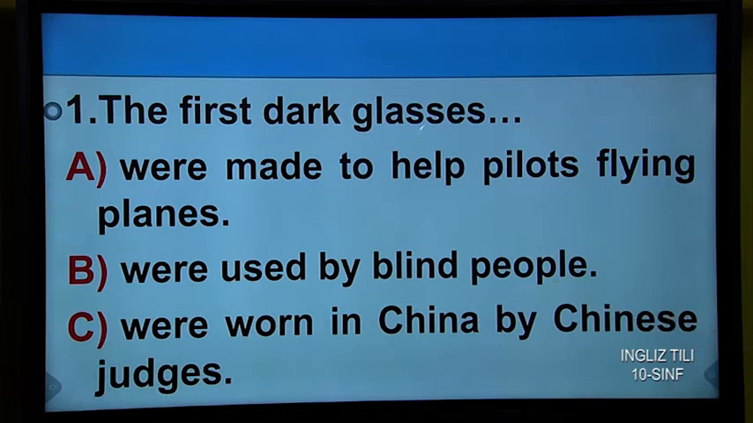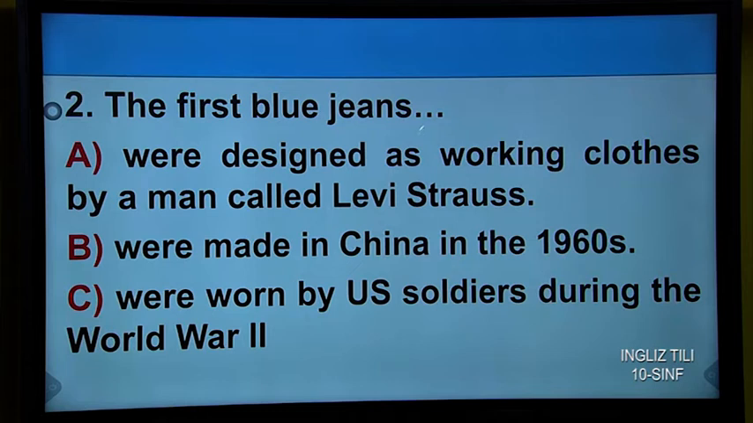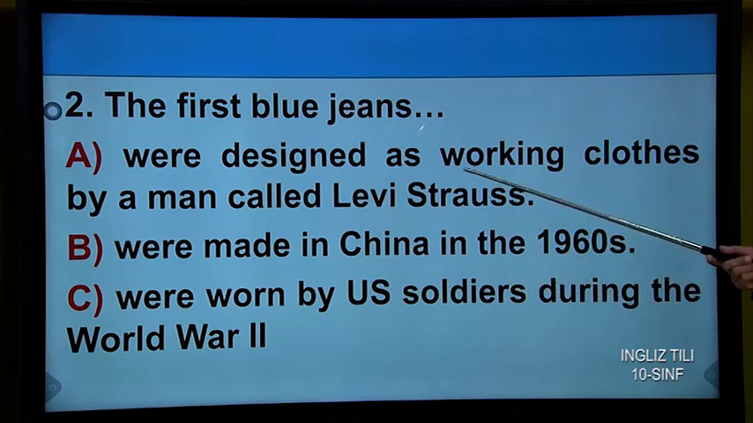Did you answer? Well done. Let's move to the next one. Second, the first blue jeans options: were designed as working clothes by a man called Levi Strauss, or were made in China in the 1960s, or were worn by U.S. soldiers during World War II. What's your answer? Did you write? Well done. Pay attention. This is also a passive sentence, but past passive. There, were is used as an auxiliary verb.